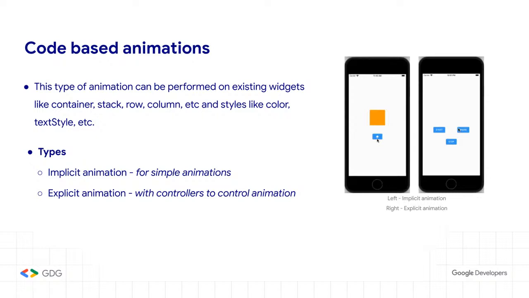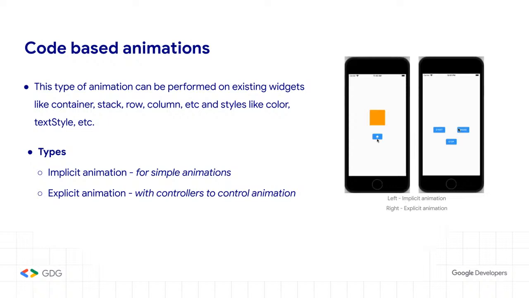And in the code based animations, like I said, the existing Flutter widgets are coded to perform the animation. For example, in the two screens, I have a container on the first screen, and that is implicit animation. Every time I click on the star button, the container will change its size. This kind of animation is called implicit animation.